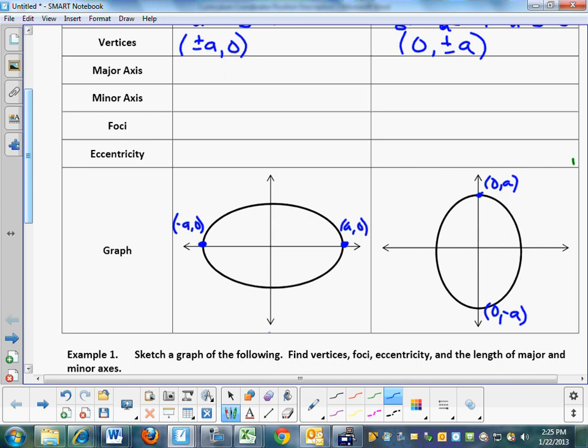Okay. Then we talk about the major axis. The major axis is the farthest length between any 2 points on the ellipse. What is the distance between this point and this point right here? What's this length right here? A. What's this length here? A, and a plus a is 2a. Major axis has a length of 2a. You can tell in this case it's horizontal.